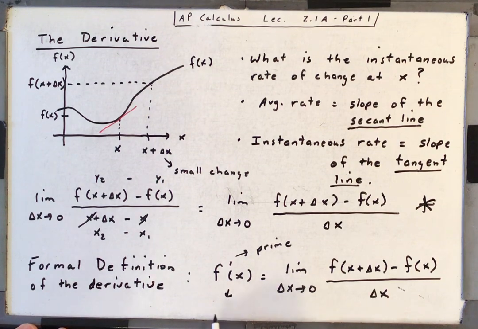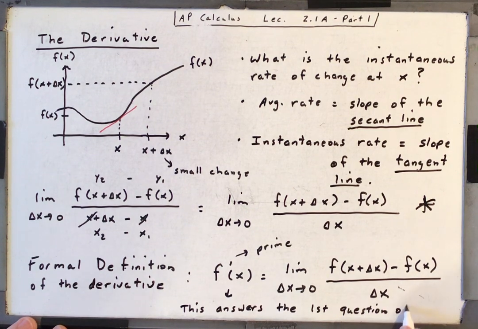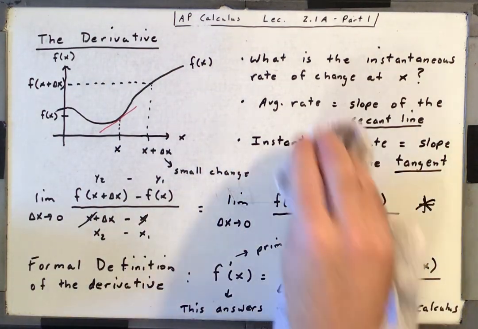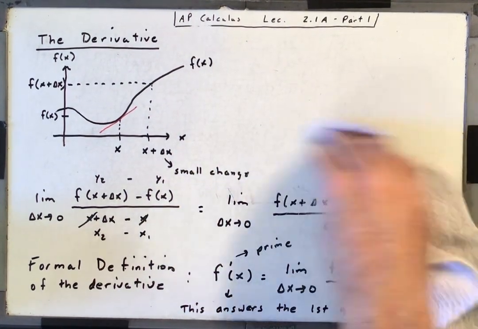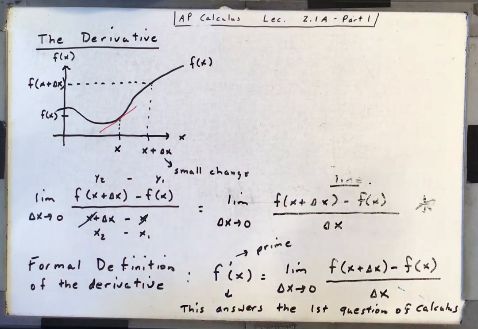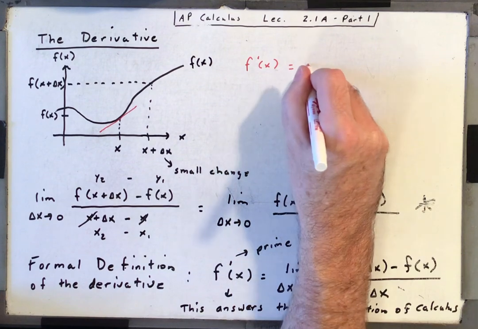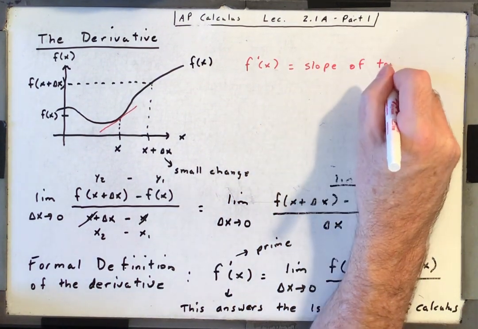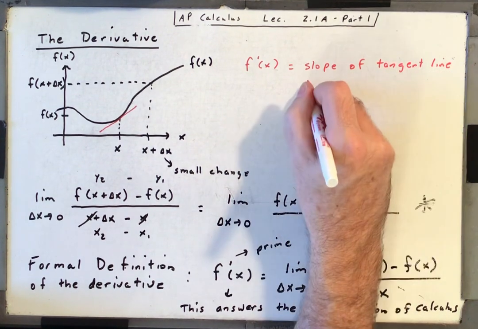And f prime of x answers the first question of calculus. If you'll go back to day one, we talked about the two questions of calculus. This answers the first question. Take the derivative, and you get an instantaneous rate of change, which is the slope. F prime of x is the slope of the tangent line. In fact, I'm going to have you write that down. We'll do it in red since I drew the tangent line in red. F prime of x is equal to the slope of the tangent line at x.